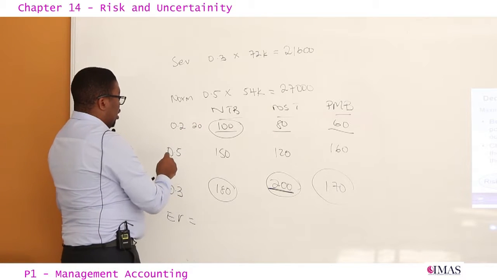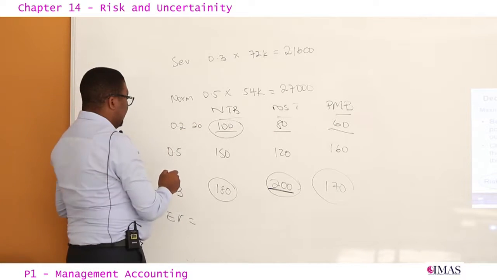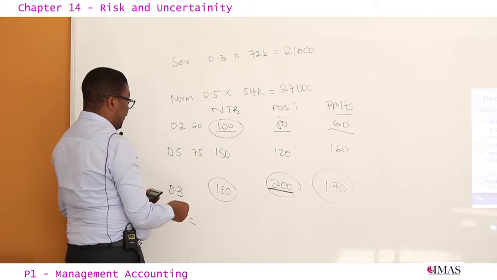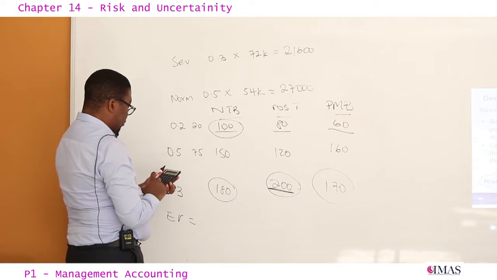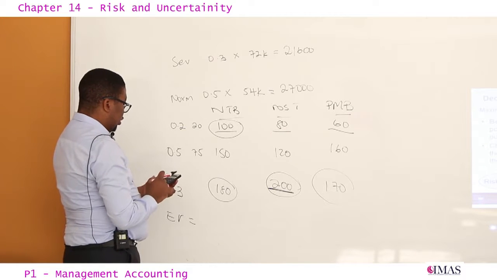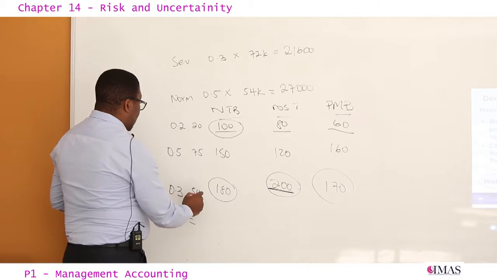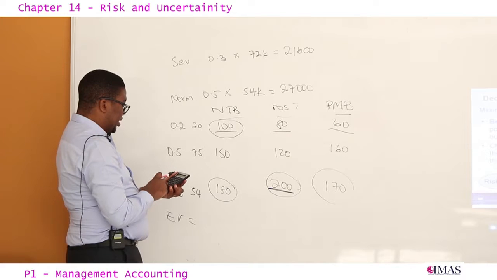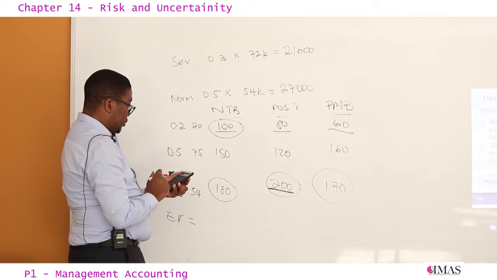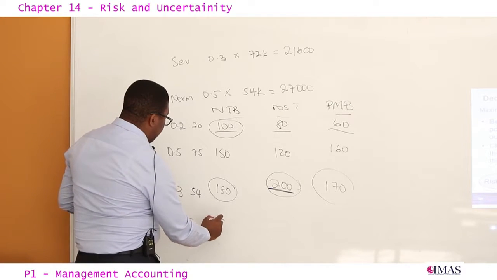20. 50% multiplied by 150 is going to give us 75. 180 multiplied by 30% is going to give us 54. Therefore, your expected value is 54 plus 75 plus 20. Therefore, the expected value is 149.